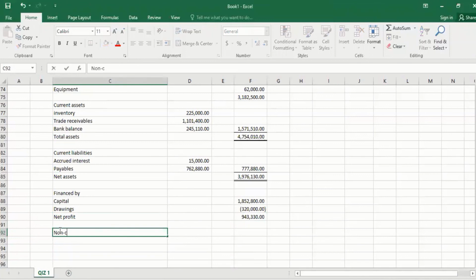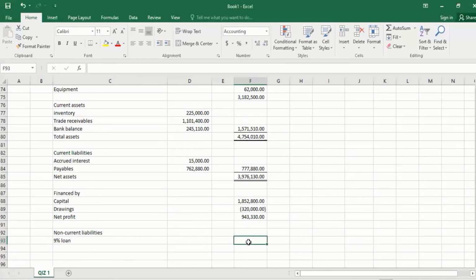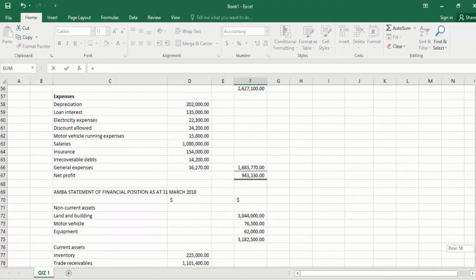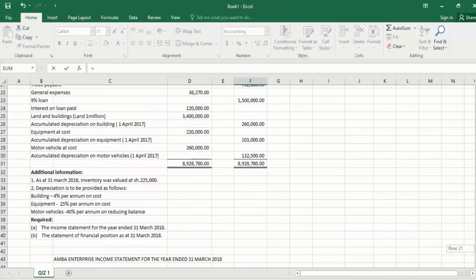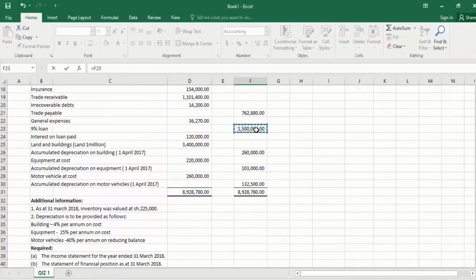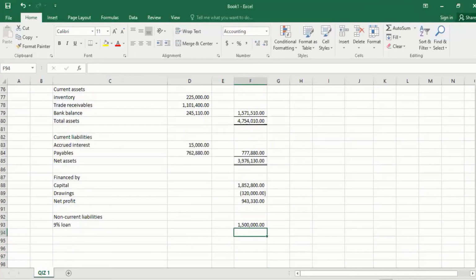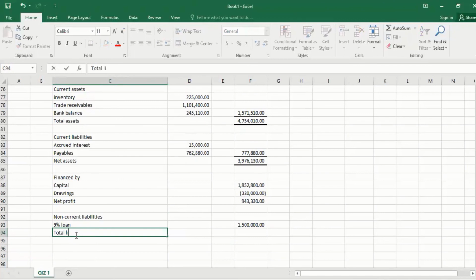Non-current liabilities. And this one we have 9% loan stock. The 9% loan is a non-current liability that we have, and that amounts to 1.5 billion. So we can have the total capital and liabilities.